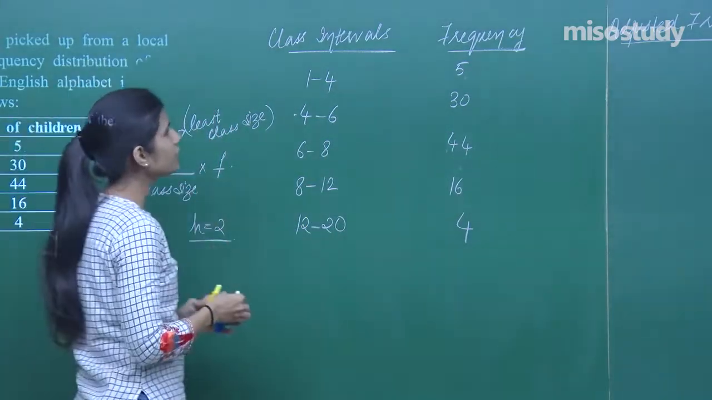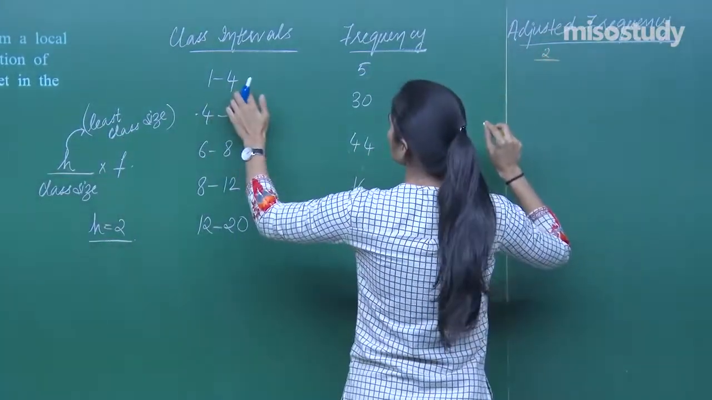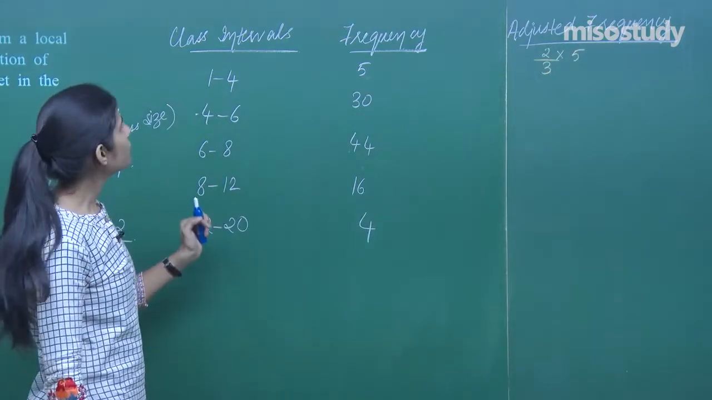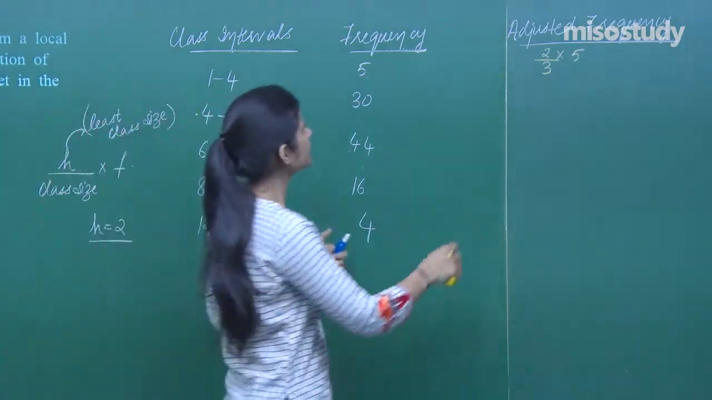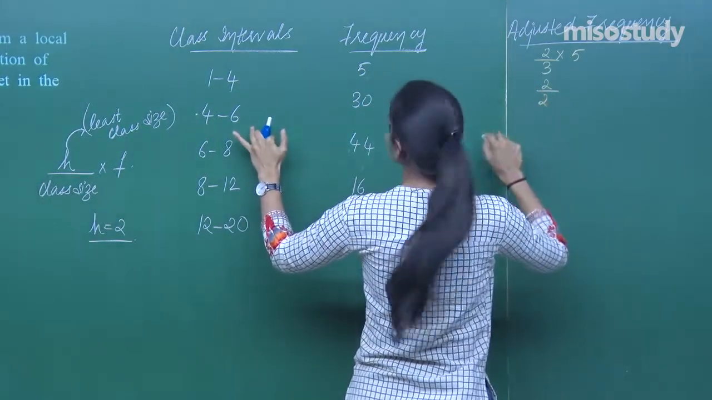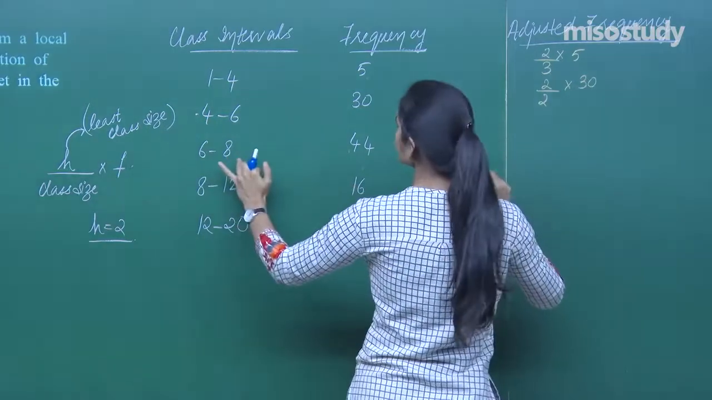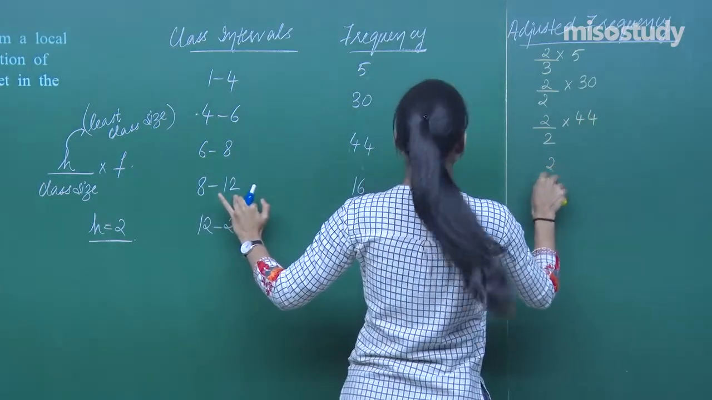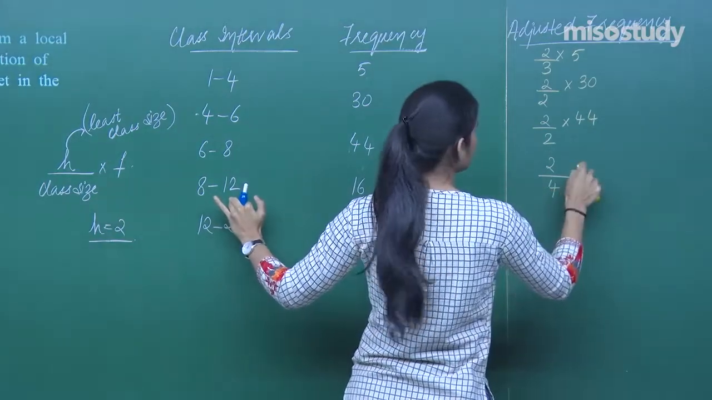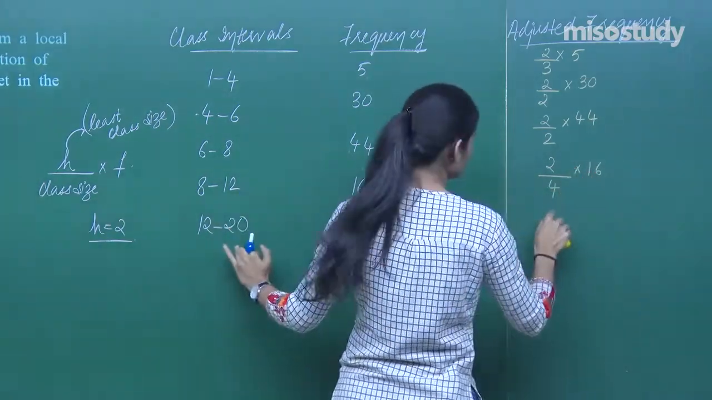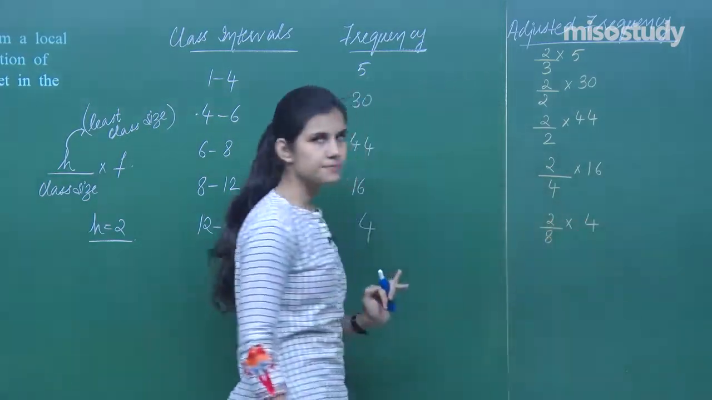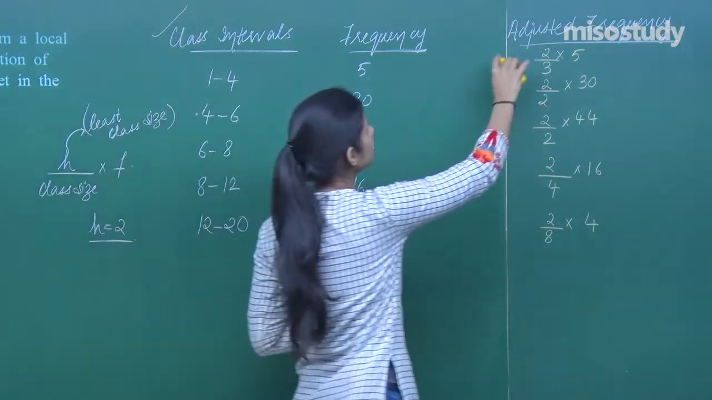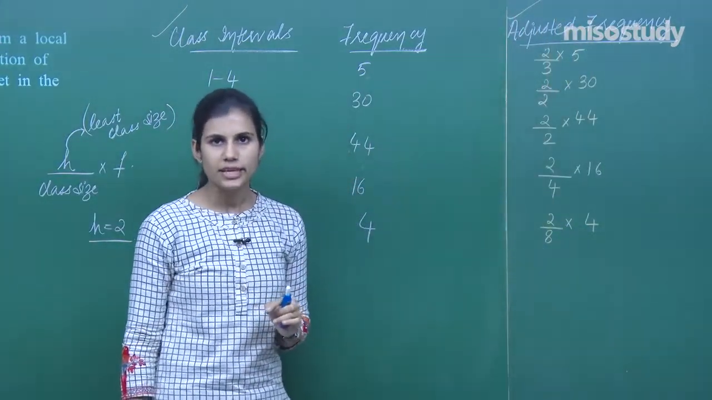So 2 upon class size into frequency. 2 upon, what is the class size of 1 to 4? It is 3, into frequency. Then you have 4 to 6: 2 upon 2 into frequency. Then 6 to 8: 2 upon 2 into frequency. Then 8 to 12, 2 upon 4 into frequency 16. And then 12 to 20, 2 upon 8 into frequency. Find out the adjusted frequencies quickly and try to draw the histogram with the help of the first and the third column and see what the histogram is trying to tell you.